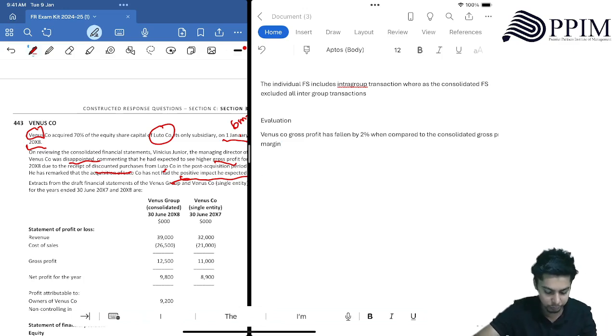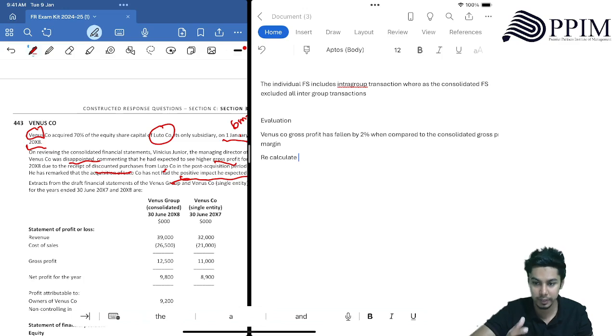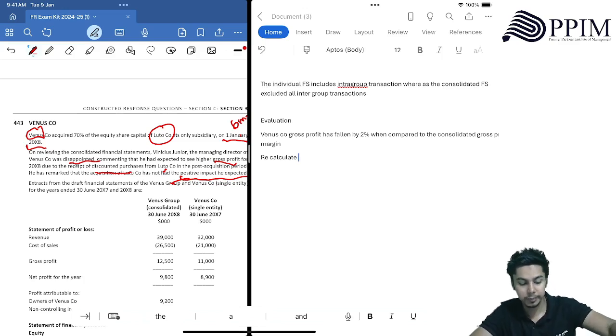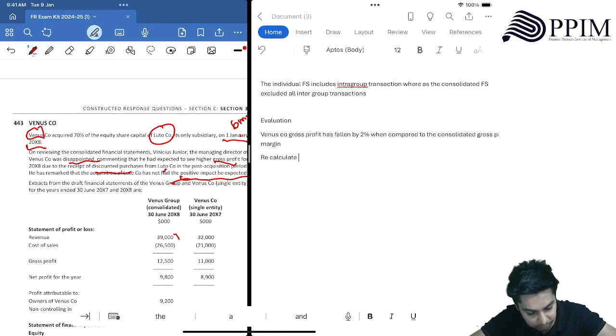Okay, right now I want you to recalculate gross profit, right? Though the paper is not asking, can you recalculate, because only then can we make a proper comparison, right? Okay, calculate that on video. Guys, can you tell me inside this revenue, how much is given by Luto?